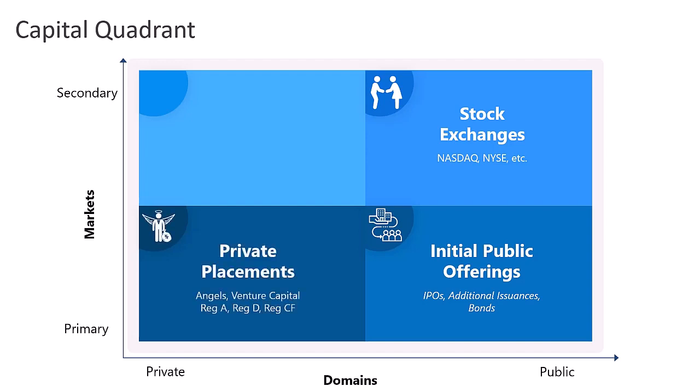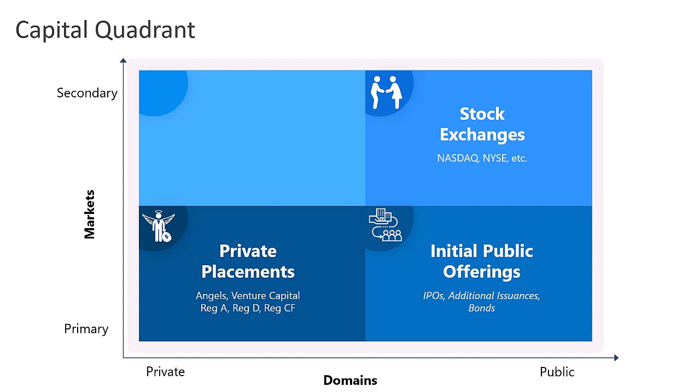In the lower left, we have private placements. This is the private domain, primary market. What that means is small businesses, or large businesses for that matter, that are not public raise capital in this quadrant. They do so through something known as exemptions. There are different kinds of exemptions. There are six general exemptions: two levels of Reg A, three kinds of Reg D, and a new one called Reg CF, which I'll get back to.